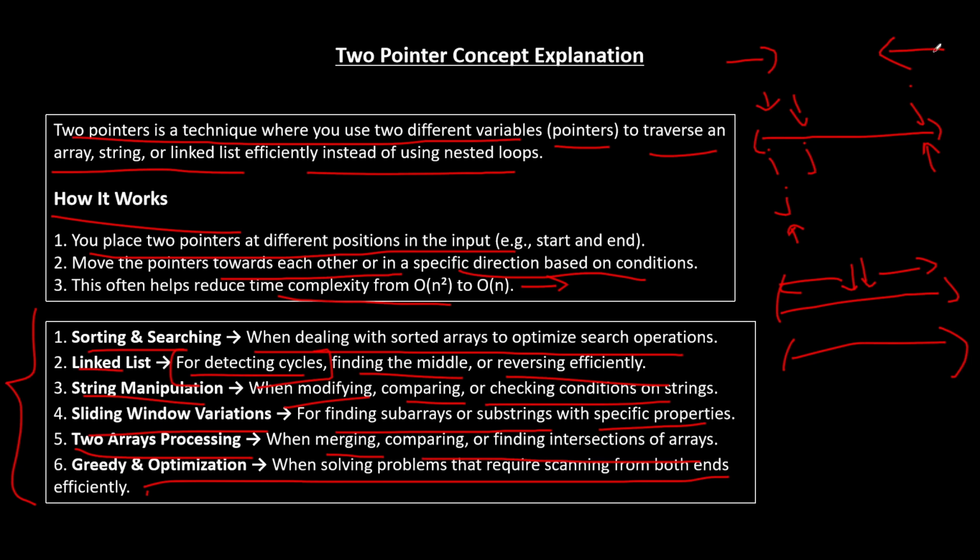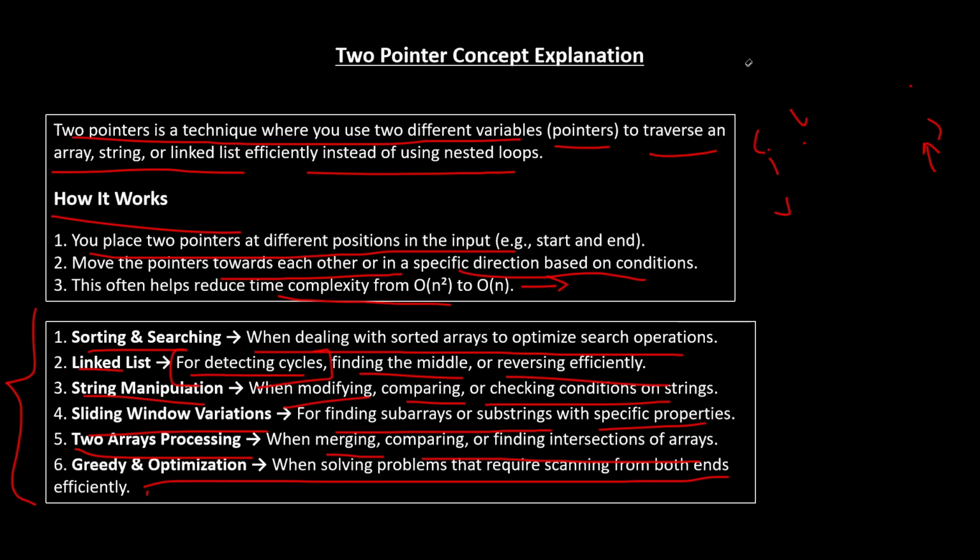As I said, we can go from the start and the end. I hope you understand why we are using the two pointer concept and how it is done. Let me give you one more small example. Like if we have this sorted array and we have to find, say, four, and let it be five.